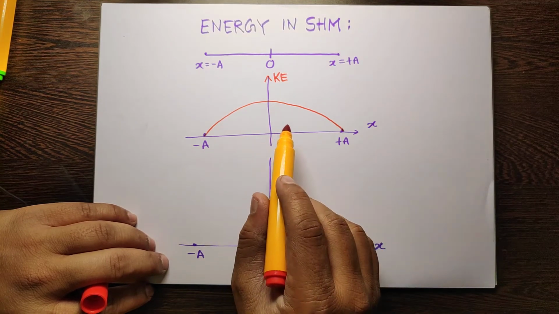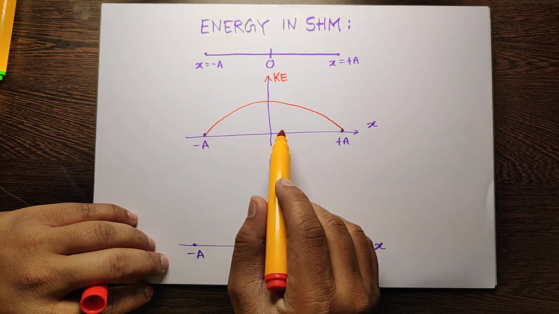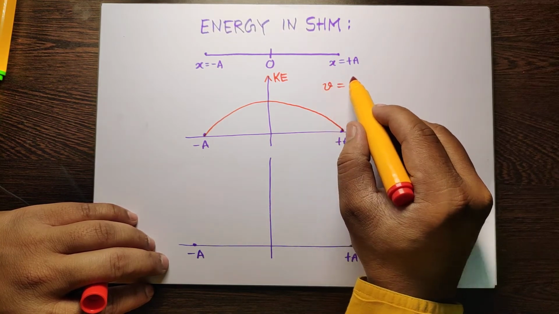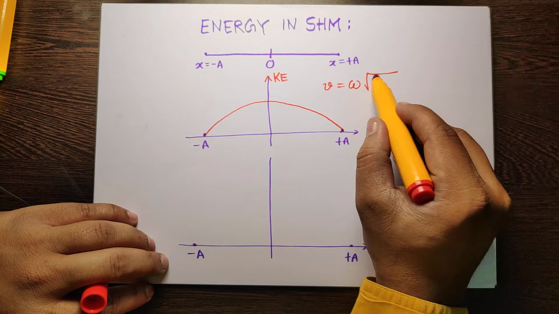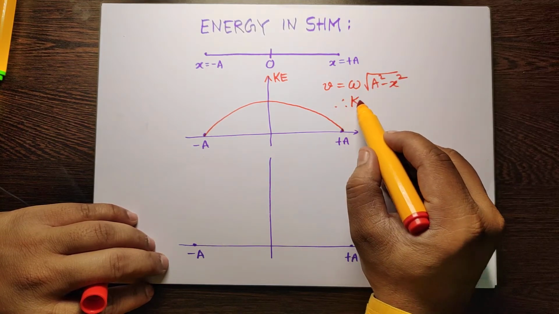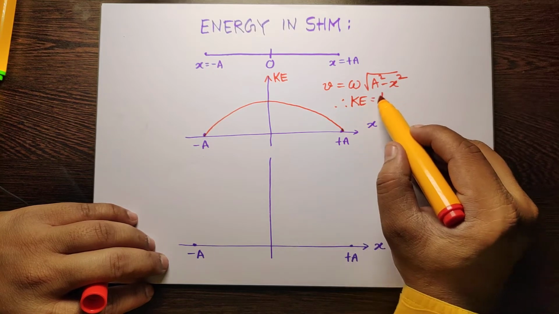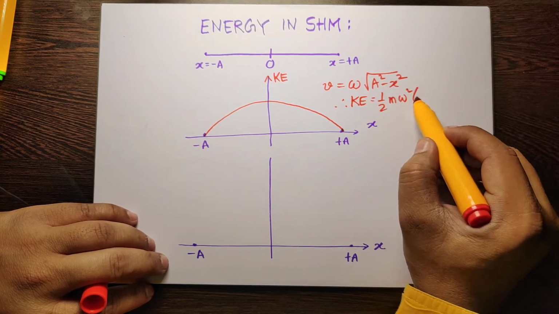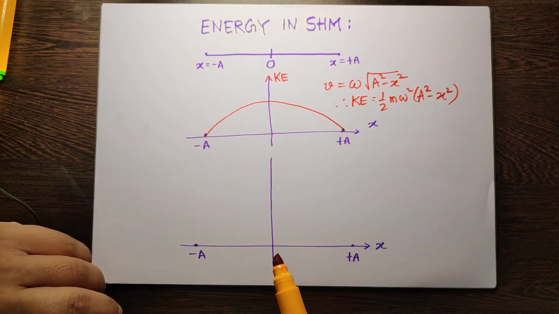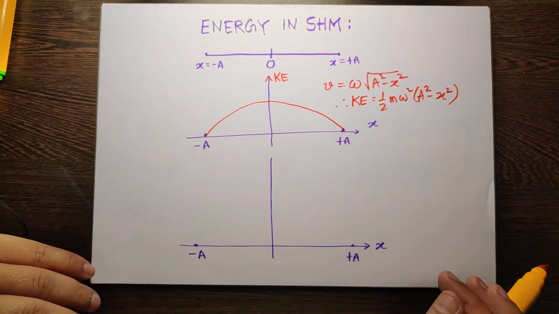And if you analyze the nature of the graph, v equals omega root over a square minus x square. Therefore kinetic energy equals half m omega square into a square minus x square. So you see the nature of the variation is parabolic.